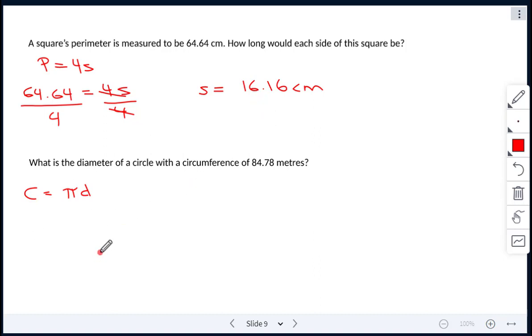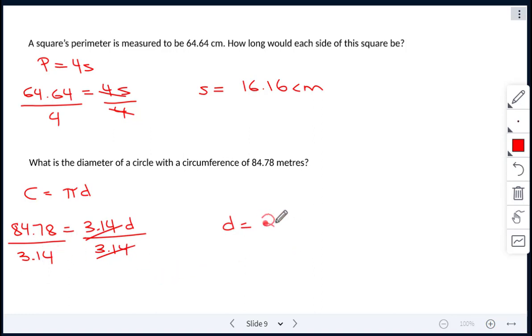Here, what is the diameter of a circle with a circumference of 84.78 meters? We know the circumference is 84.78, and for pi we're using 3.14 multiplied by d. So we divide by 3.14 on both sides, which gives d equal to 84.78 divided by 3.14, which is 27 meters.